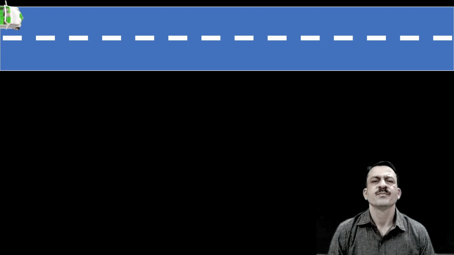Once again have a look at the motion of the cars. The green color car A is slowly traveling, and from the back two other cars are moving in the other lane. From the opposite direction a pink color car is approaching, and from the back side another blue color car is approaching. Now this is the case.